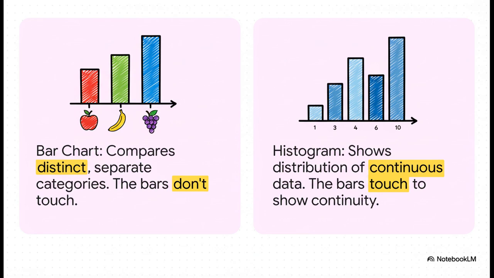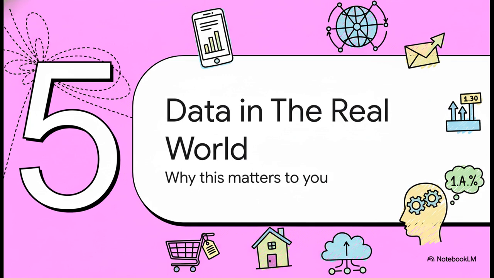Okay, here's the secret. A bar chart compares separate, distinct things, like apples, oranges, and bananas. You see those gaps between the bars? That's on purpose, to show they're totally separate. But a histogram, it shows you how continuous data, like people's ages, is spread out over different ranges. The bars touch each other to show that the data flows from one group to the next, from the 20-30 age group right into the 30-40 group. Big difference.